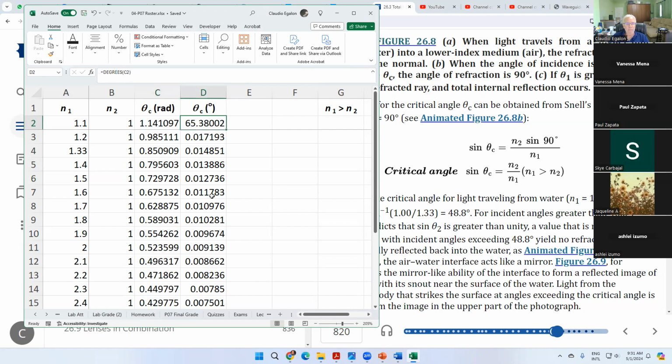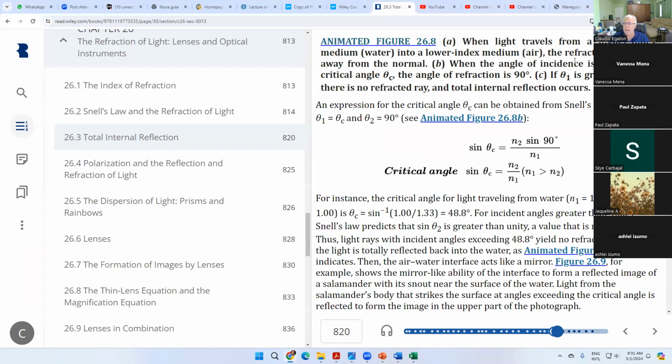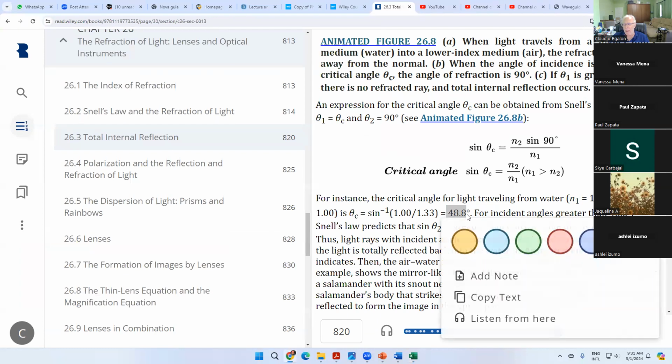Okay. So as we increase the refractive index, the critical angle becomes smaller and smaller. You can see that this value here at 1.33 is equal to the value in your book, 48.8. I'm getting 48.75. Okay? Here they round it up to 48.8.